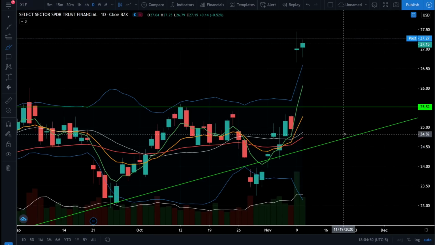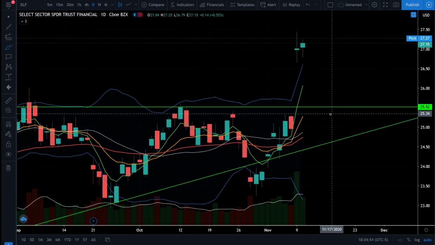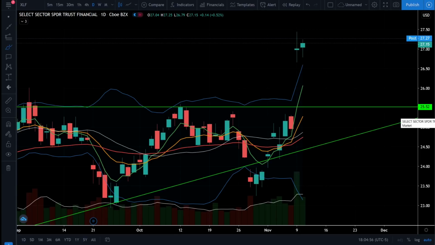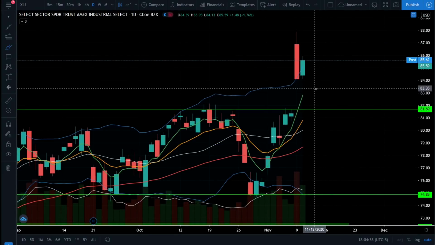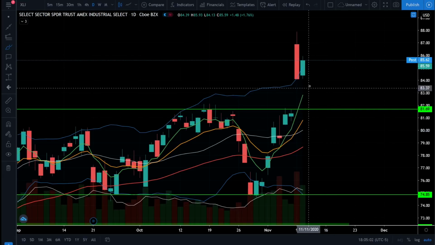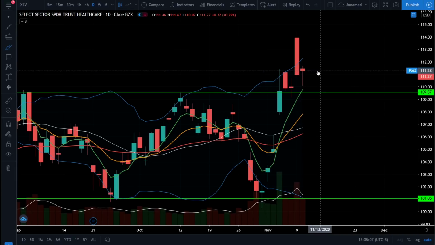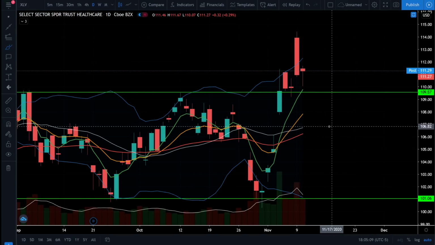Let's take a quick look at the sectors, and we see the financials has bullish price action and bullish trending, which is great news for the S&P 500 to continue to head higher. Jumping over to the industrials, we also see bullish price action and strong bullish trending, which is also great news for the S&P 500. Over here at healthcare, we see bullish price action and bullish trending, so we see all of the sectors looking bullish except for the tech sector.